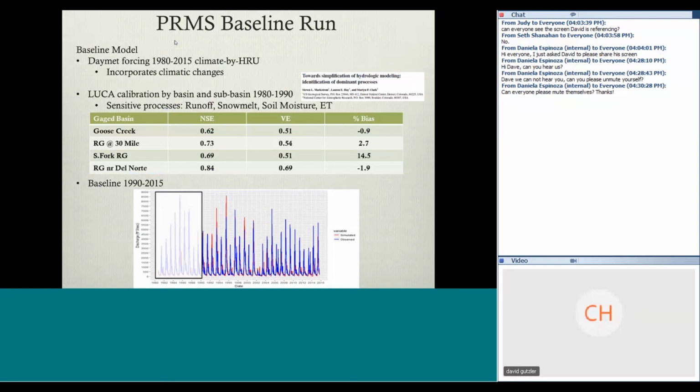We used the program LUCA to calibrate by basin and subbasin for a 10-year period, focusing on these processes of runoff, snow melt, soil moisture, and evapotranspiration, which were identified as some of the more sensitive processes in the basin. And you can see some of the fit parameters following that calibration. And then a baseline run using PRMS was run from 1990 to 2015, the forecast region or area that we're focusing on for the period of record.